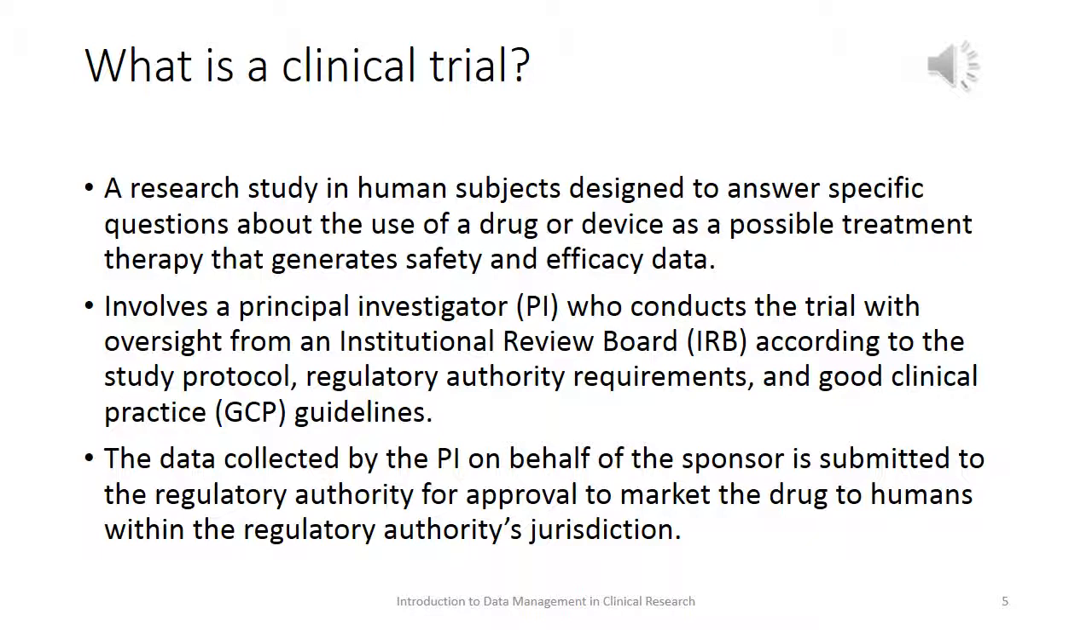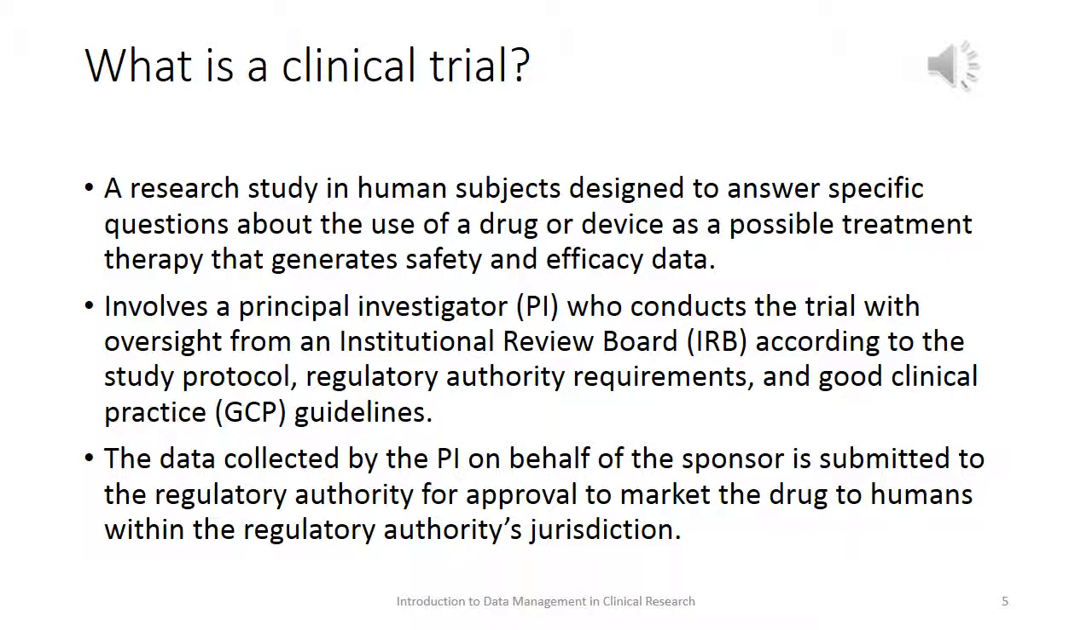However, in some cases it might be a central institutional review board. Central institutional review boards are for-profit companies that oversee research on behalf of sponsors and on behalf of doctors. And then they're going to do this in accordance to the study protocol. And we're going to talk about that a little later. That's going to be the document that explains everything that we're going to do, how we're going to conduct our trial. And then also with regulatory authority requirements.